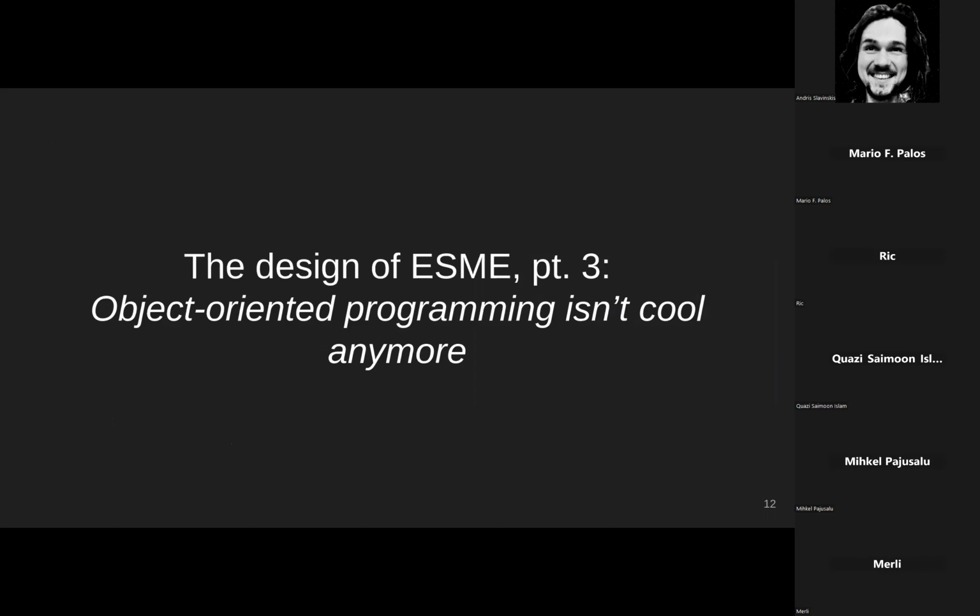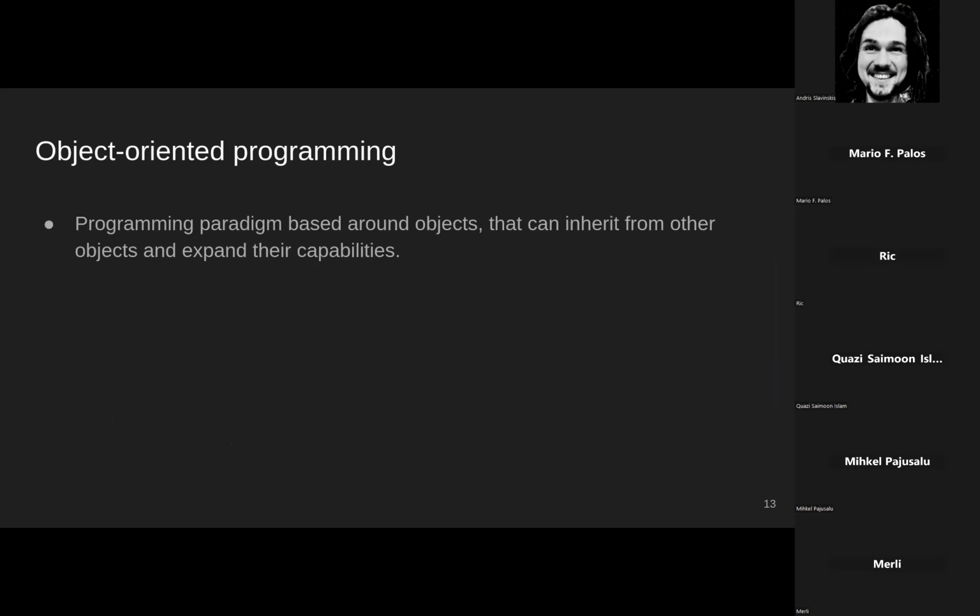So the third part I wanted to go through quickly is that I've discovered that object-oriented programming isn't cool anymore. In case people don't know, object-oriented programming is a programming paradigm. It's what I learned, and what many people learn first when learning Python, and it can make your life simpler. It's based around objects that can inherit from other objects, so you structure your code in that abstraction, and you avoid writing the same code over and over again.